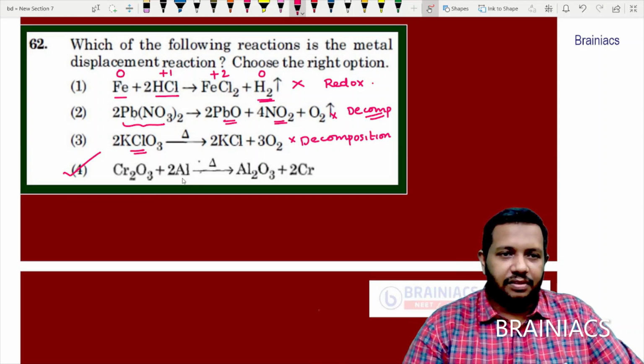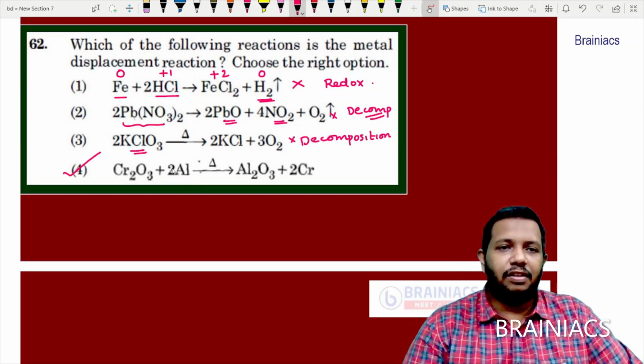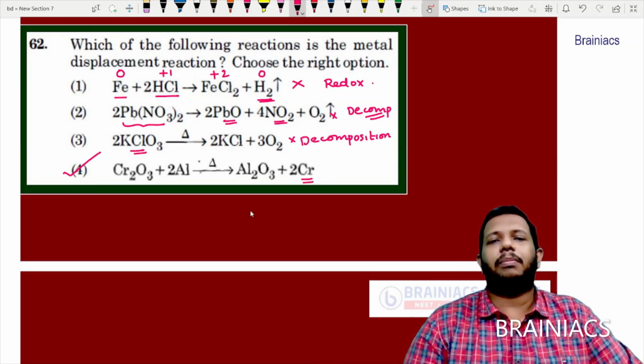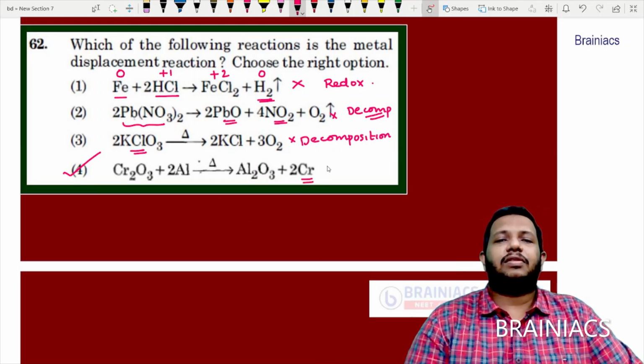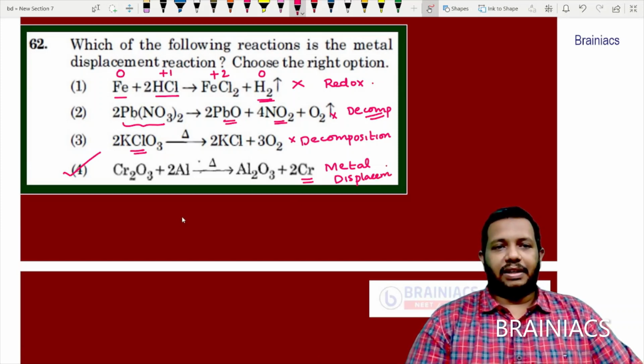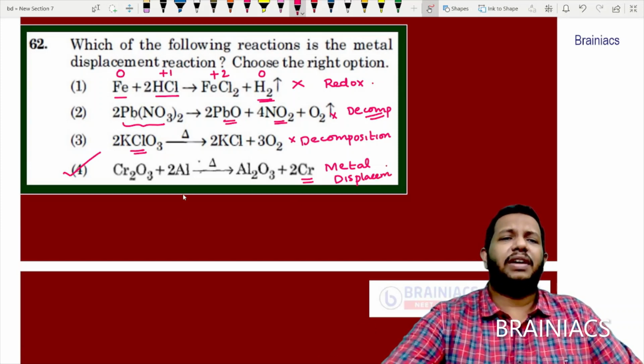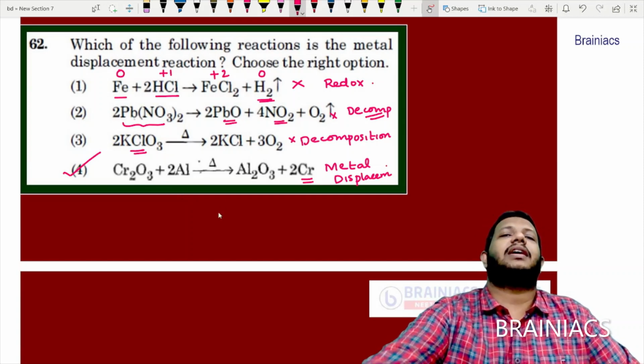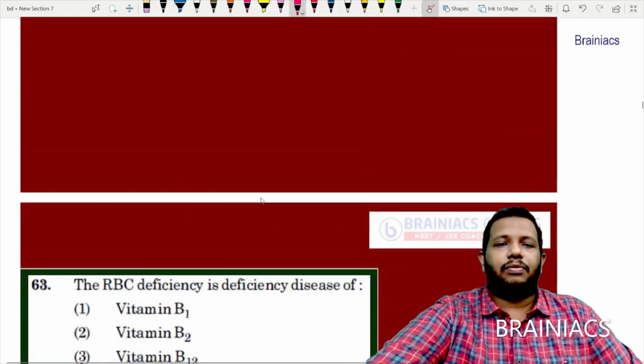But just analyze this one. Here you can see Cr2O3 reacting with aluminum. So it is displacing the metal. Aluminum is entering as Al2O3 and displacing the chromium metal. So I can say it's a clear case of metal displacement reaction. Correct? So option 4 is the correct answer. It's an easy question. We have this reaction in many places in our NCERT textbook. So it is a direct question for you.